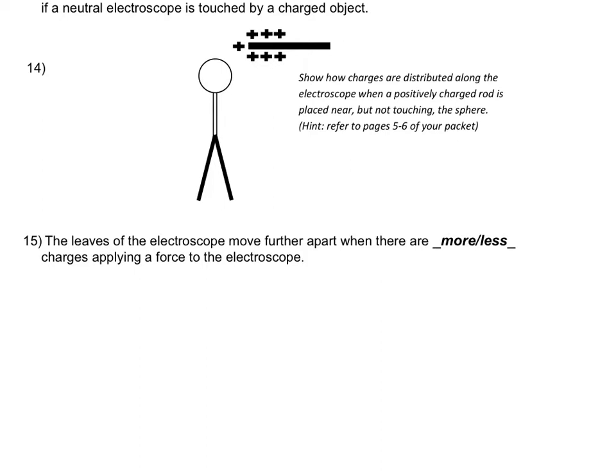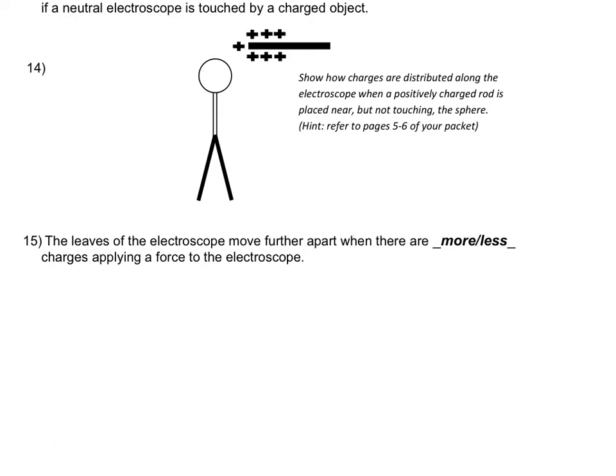So in this scenario, number 12, the leaves of an electroscope will do what if I place a neutral object in contact with it? Well, the neutral object being touched to a neutral electroscope is not going to change anything. There will not be any change. There has to be some kind of a charge. If 2 objects are neutral, you won't see any change.